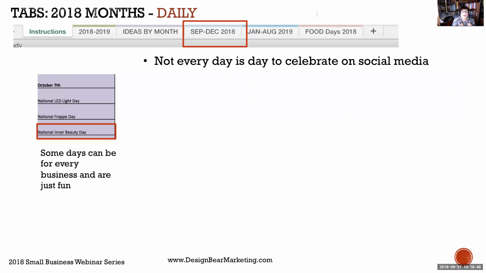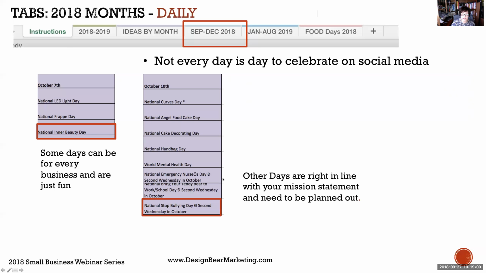It's inner beauty is inner beauty. So it gives you an option that on October 7th you could find a photo and talk about it, use the hashtag. Sometimes it could just be a simple thing, or you could relate it back to your business. National Stop Bullying Day is the second week in October. So this is their overall theme for the month. So this is going to be a day that they may want to do something.